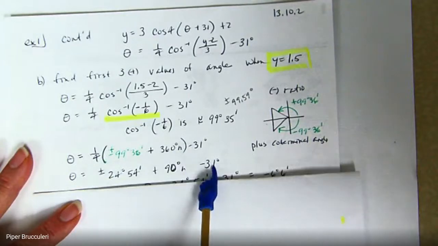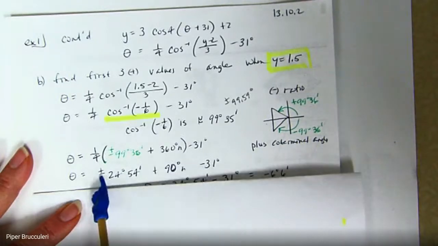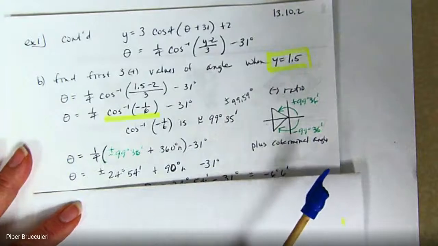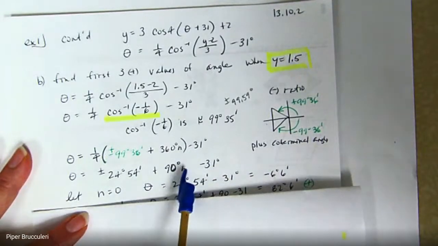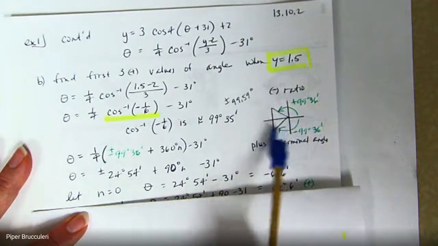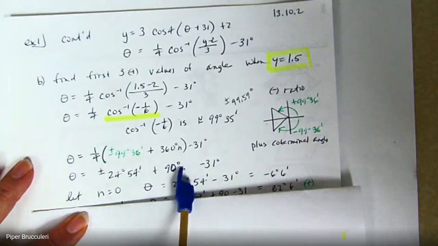And then don't forget, we're going to subtract the 31 from positive 24, and we're going to subtract 31 from negative 24 eventually. So we're going to let n equal 0. So where are we right here without going any revolutions? Well, if n is 0, this term is gone.